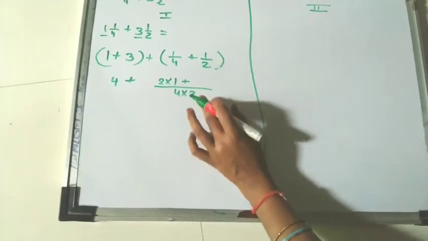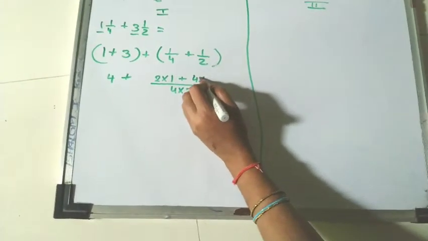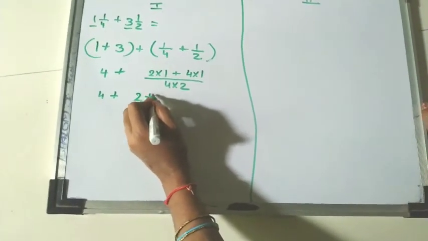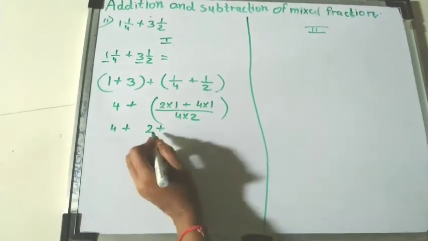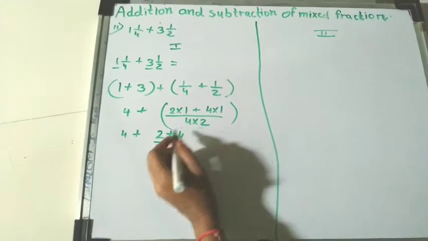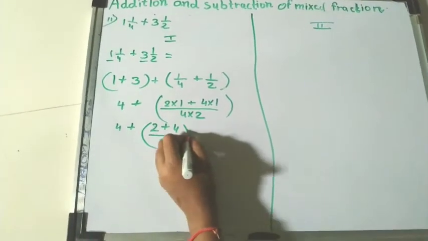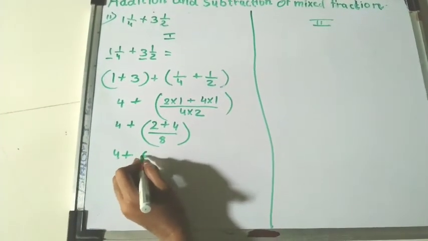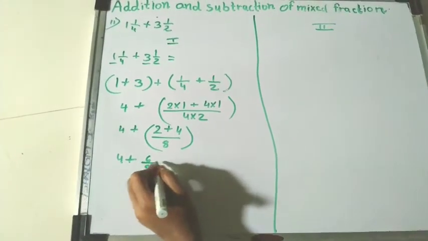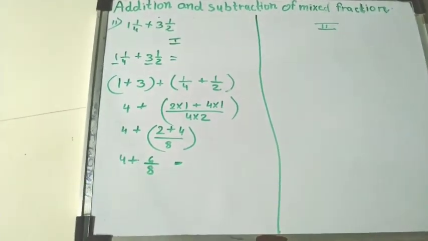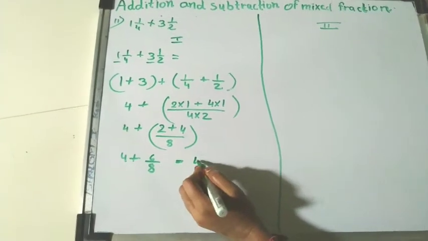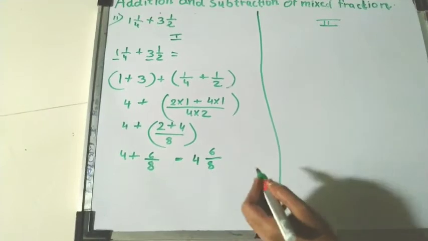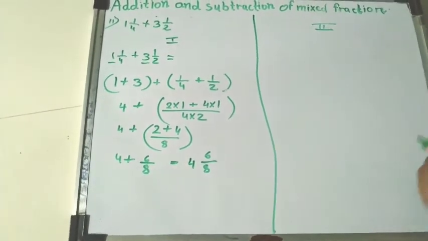And here, 4 into 1. 4 plus 2, 1 ones are... 2 ones are 2 plus 4 ones are 4... 4 twos are 8. 4 plus 2 plus 4 is 6 by 8. It means you can write the answer 4 and 6 by 8. This is the answer of the second question.